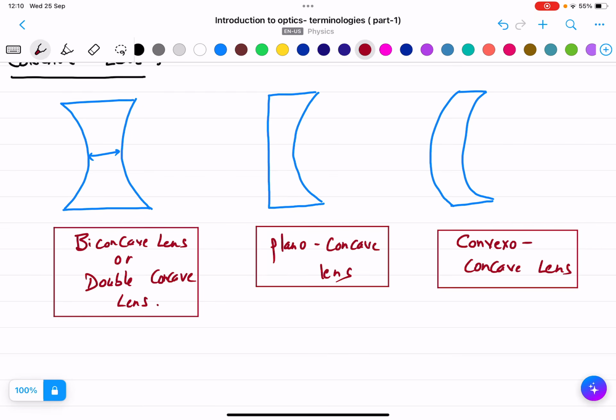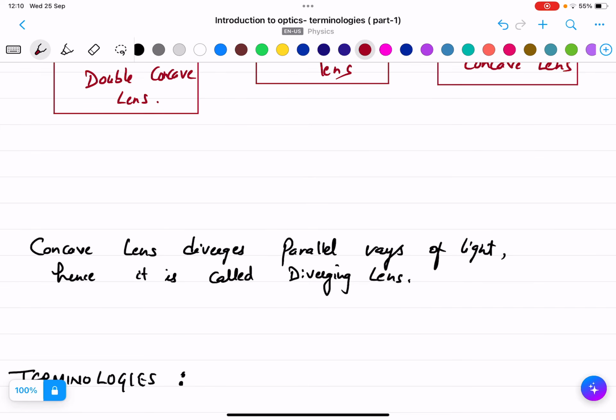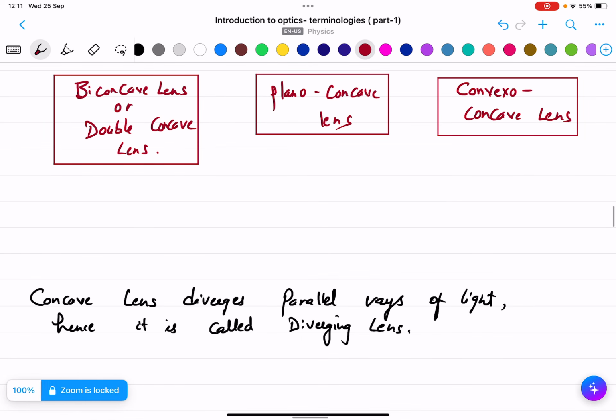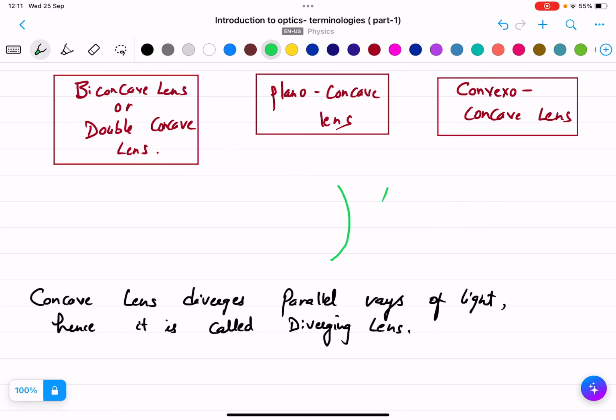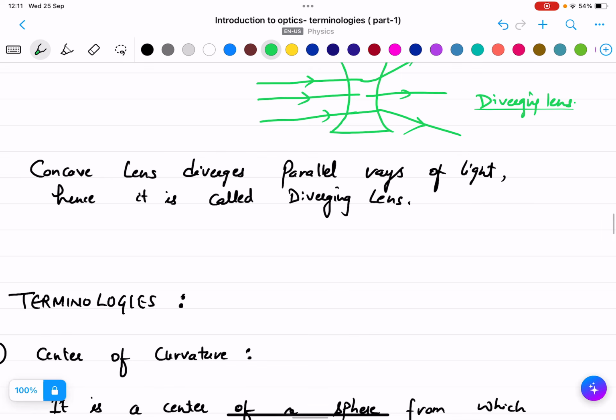Next is basically concave lens are known as the diverging lens. Concave lens diverges parallel rays of light, hence it is called diverging lens. So this is a concave lens like this. When parallel rays are incident on it like this, what will happen to the parallel rays? They will diverge like this. So this is called diverging lens. In convex lens, what is happening? They are meeting at the same point, but in concave lens they will diverge. That's why concave lens is known as the diverging lens.